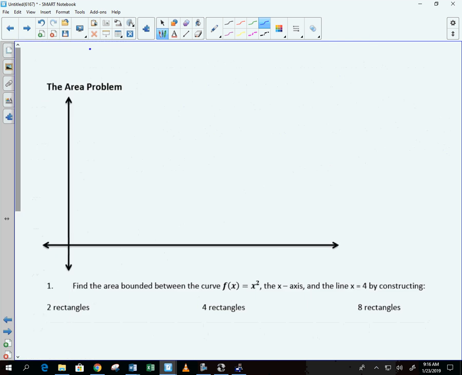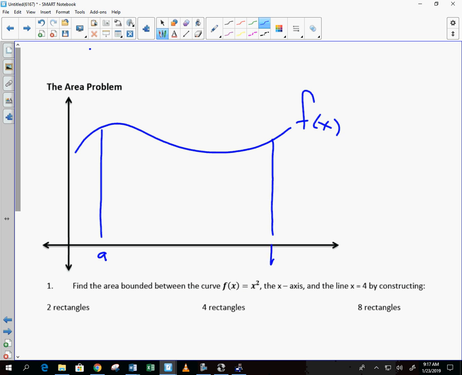So flip it over. Let's practice these rectangle stuff. Area problem, very simple. If you have a function bounded from A to B, what is this area? We know how to find area of rectangles. We know how to find area of triangles, trapezoids, circles, all sorts of things.